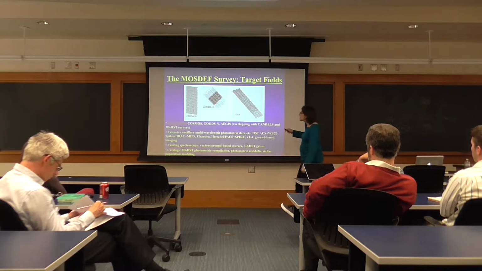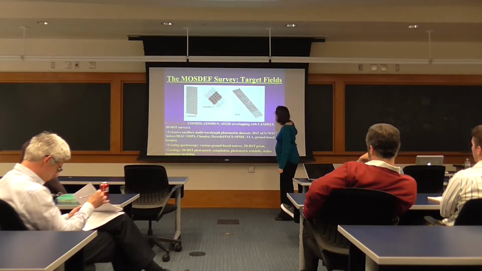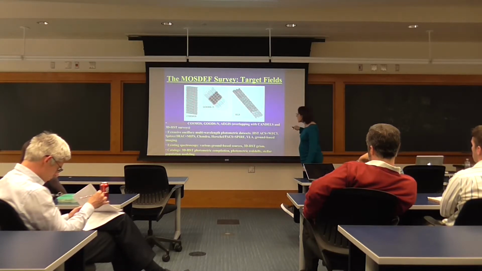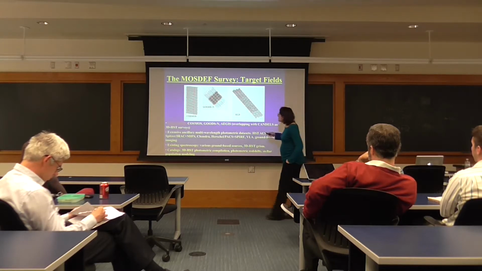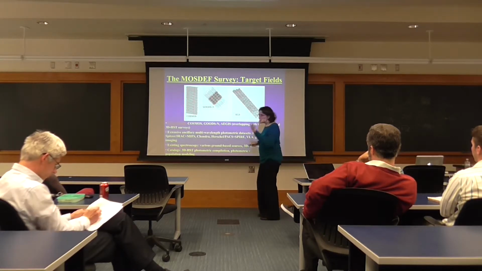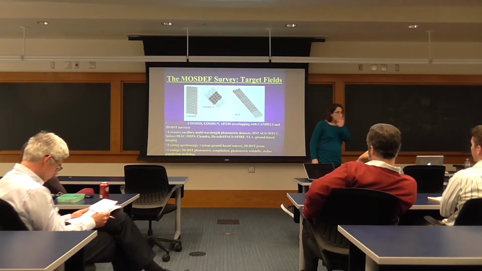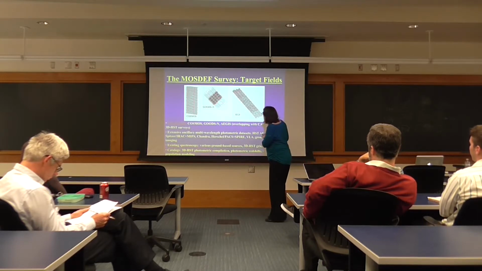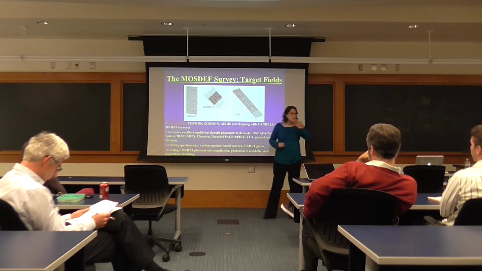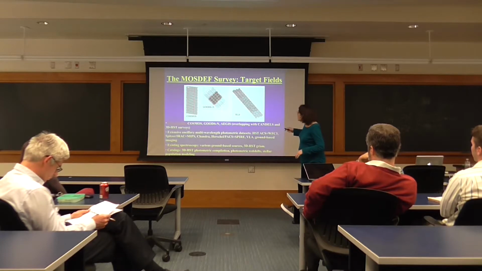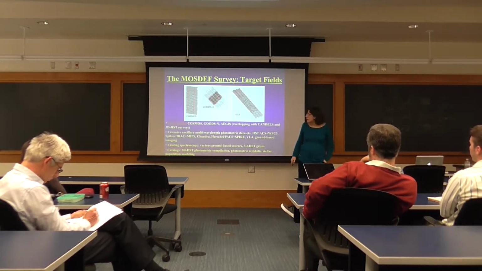Okay, so this is the COSMOS field, the GOODS-North field, and the EGS field. And you can see here the gray patches are little regions where the CANDELS survey has obtained J and H band imaging. The cyan circles are little patches where the 3D-HST survey is done with grism spectroscopy. And then the red rectangles are planned MOSFIRE masks.